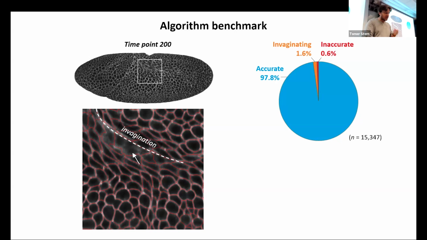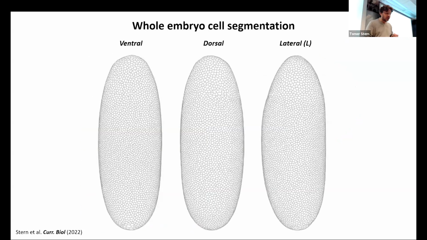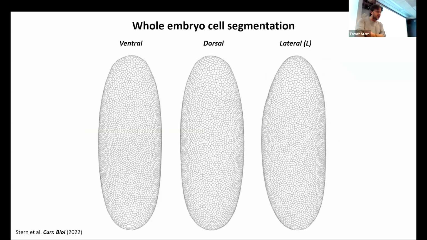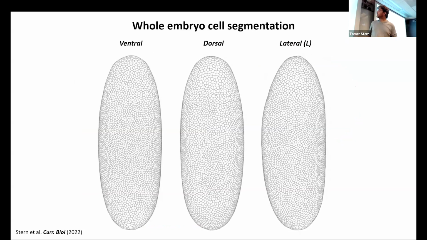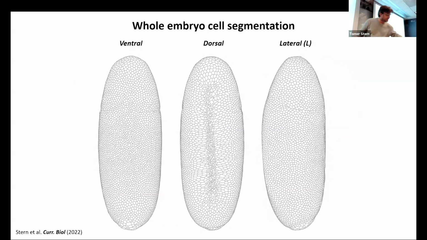Okay, so just to give you a sense of what the results look like, you're looking at the same embryo that you saw before, in 3 different views, and when I click, you can see all the segmented cells over time.